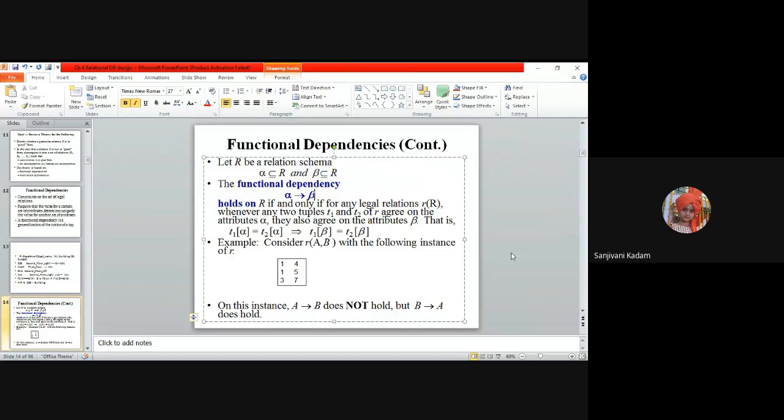The functional dependency alpha implies beta holds on R if and only if for all legal relations on R, whenever any two tuples T1 and T2 of R agree on the attributes alpha, they also agree on attributes beta. That is, if T1's alpha and T2's alpha are matching, then T1's beta and T2's beta are also matching. So here is an example of a case that doesn't hold a functional dependency. First you read the definition. I will give a minute, and then we will move to the example.